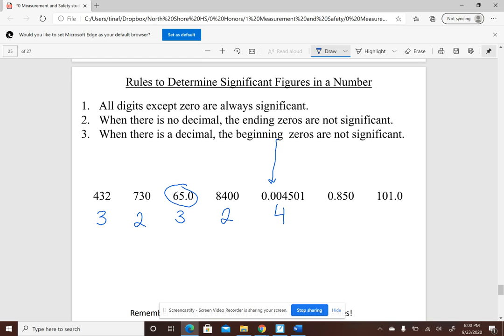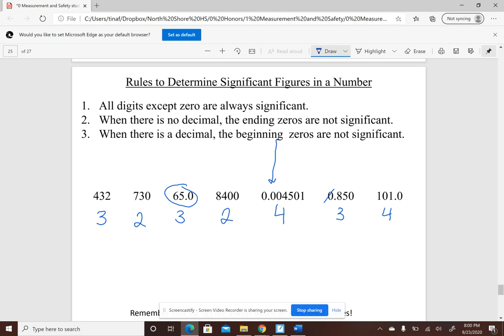Okay, so I'm going to pop some questions in the Edpuzzle. I want you guys to figure out how many sig figs are in 0.850 and in 101.0. Okay, so hopefully you've answered 3. When the number is less than 1, the beginning zeros are not significant, but the rest are. The ending zeros are. And for this one, you should have gotten 4. So there is a decimal here, and the number is bigger than 1, so there's no beginning zeros to not count. The ending zeros do count.